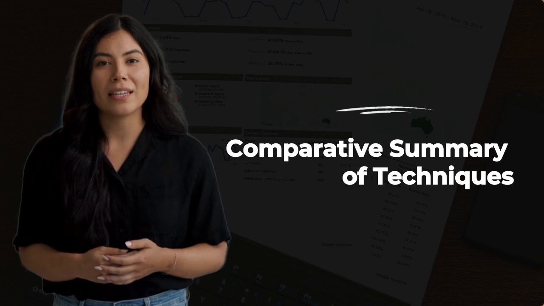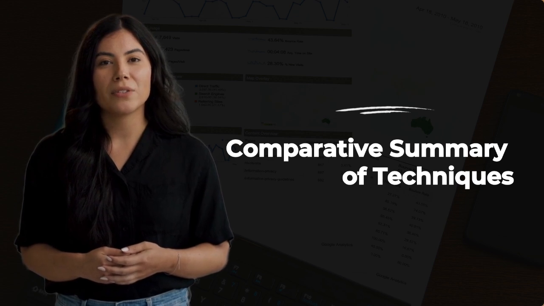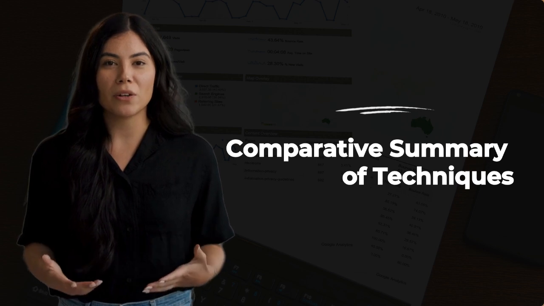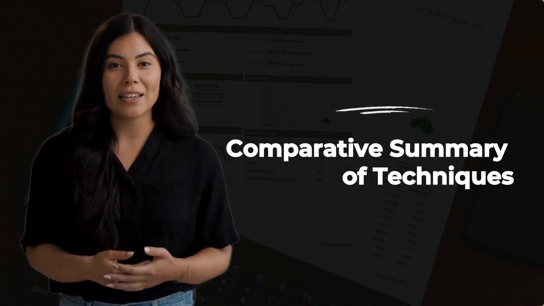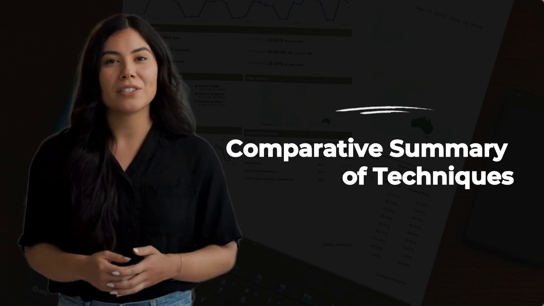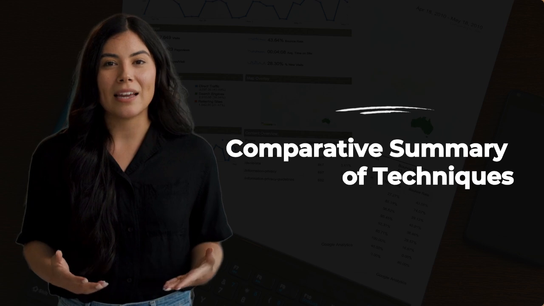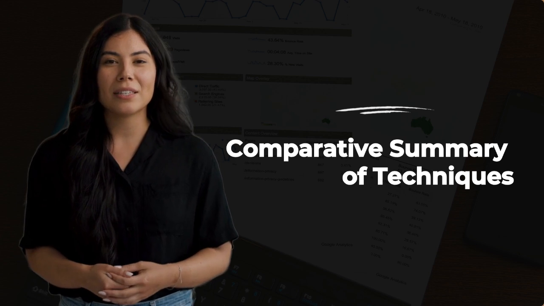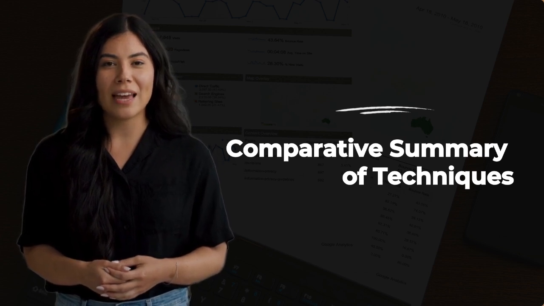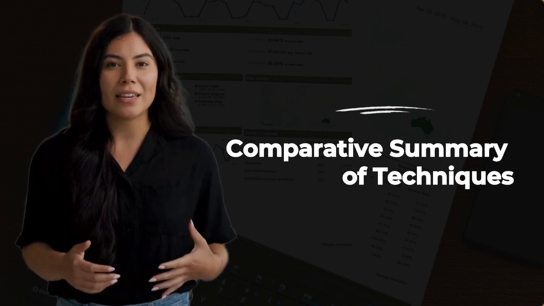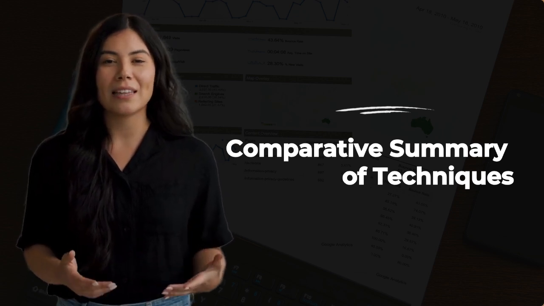Comparative summary of techniques. Columns: technique, focus, use case, and includes fixed costs. 1. Marginal costing, variable costs only, short-term decision making, and no. 2. Absorption costing, full cost per unit, external reporting, inventory, and yes. 3. Activity-based costing, activity-based overheads, complex overhead environments, and yes. 4. Uniform costing, standardization, industry reporting, comparison, and yes.